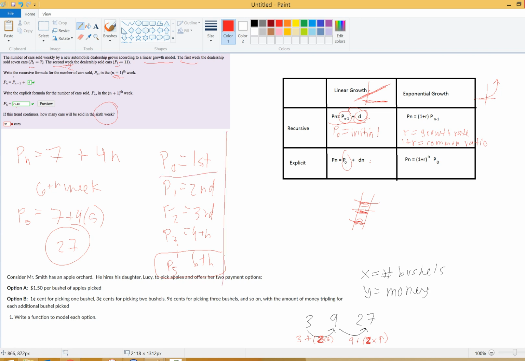You know, we could have avoided that problem if they would have labeled P sub 1 as first week, P sub 2 as 2nd week, P sub 3 as 3rd week. Anyway, then P sub 6 would be, n would be 6. So always look for that.